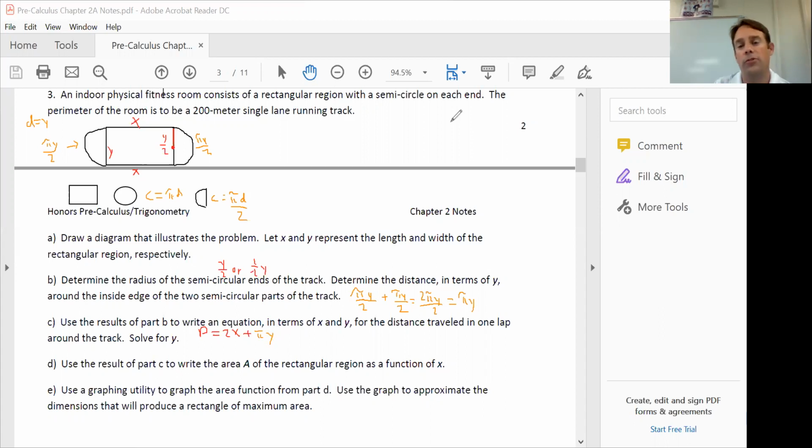Now, if we know that the perimeter is 200, that means 200 is equal to 2x plus pi y. And now they've asked us to solve for y. So, all right, I'm going to move the 2x to the other side, and I'm going to divide both sides by that pi.